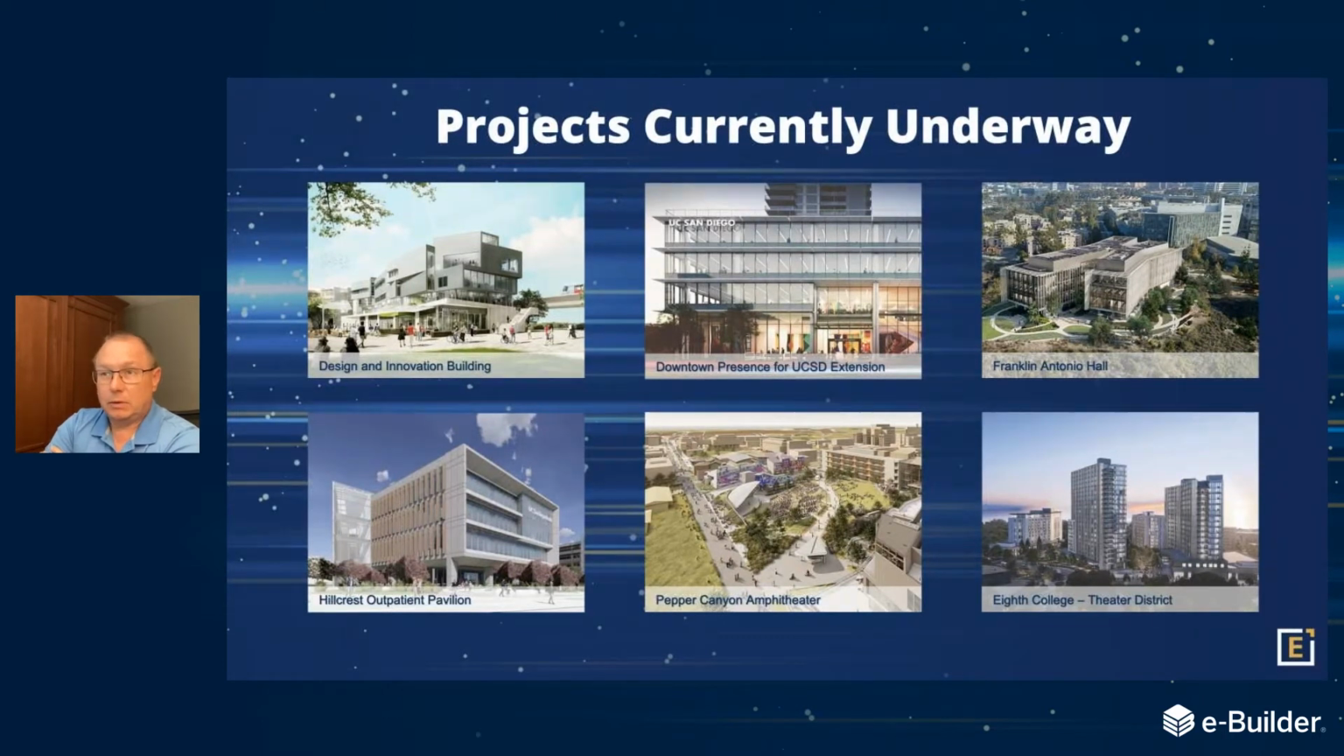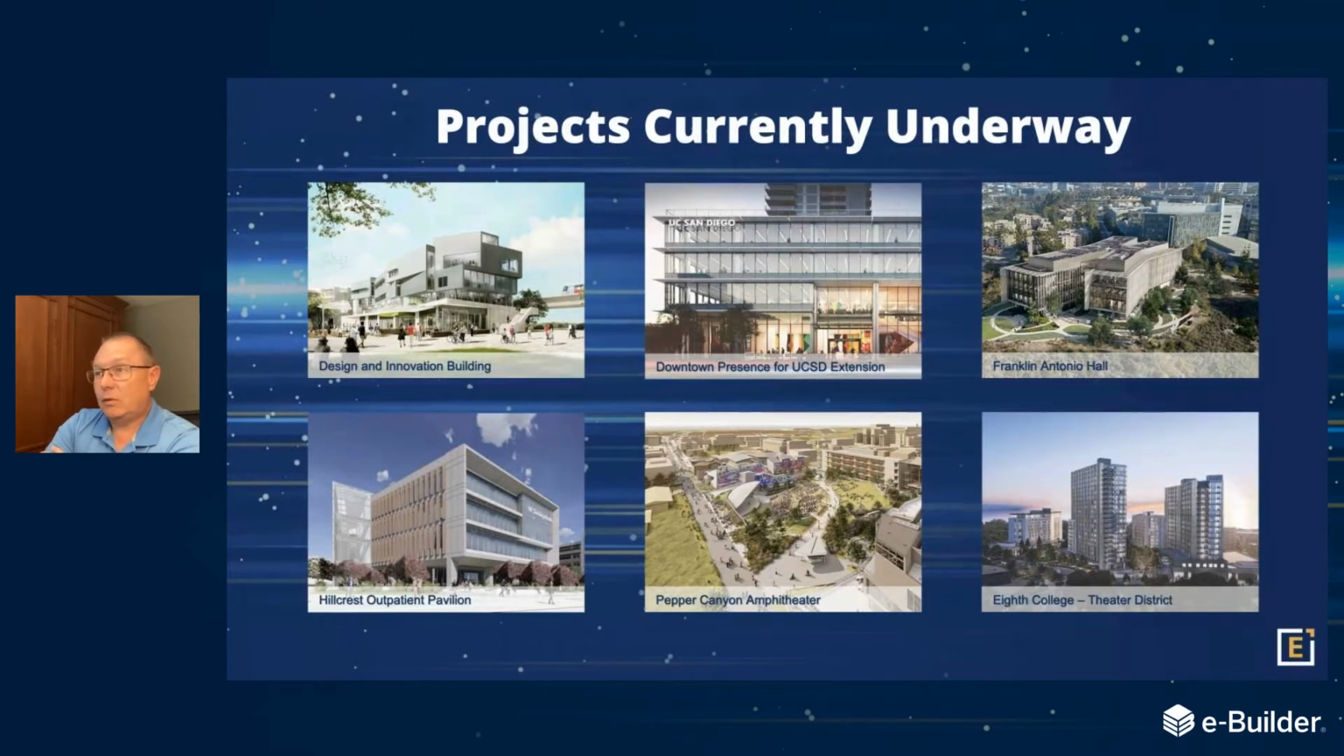So some of the buildings I'm showing here, the Design and Innovation Building and Franklin Antonio Hall on the top row, those are examples of buildings that have shared space with local companies, local researchers that come in and work directly with the students and faculty.